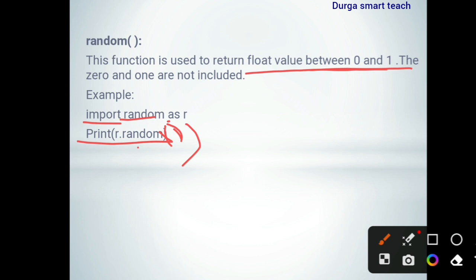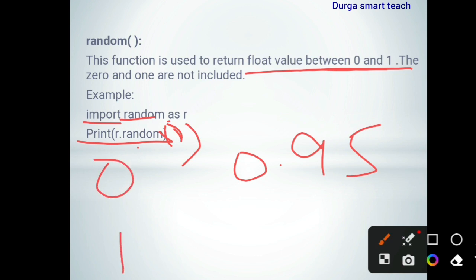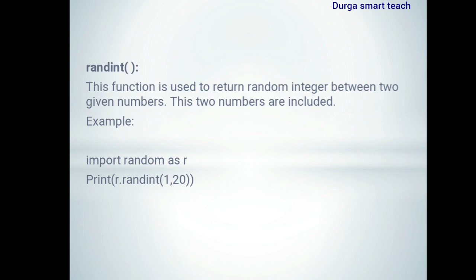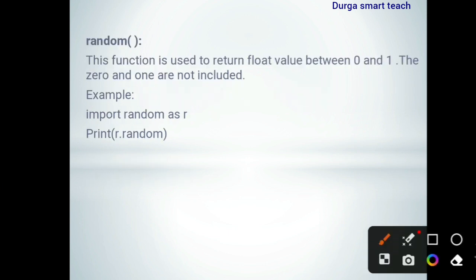So the number may be 0.95, any random number between 0 to 1, and 0 is not included, 1 is not included. So only the numbers in between are considered. Okay, so the next one is randint. Random is used to generate only float values between 0 and 1.